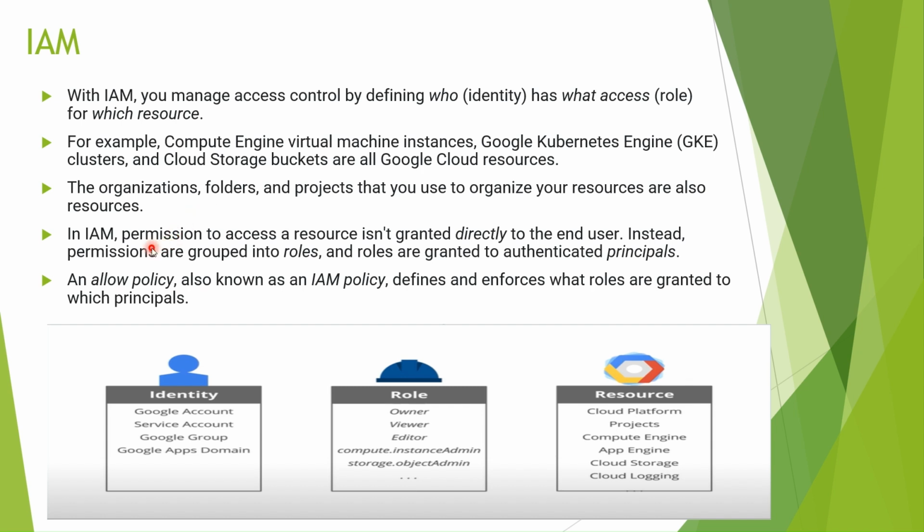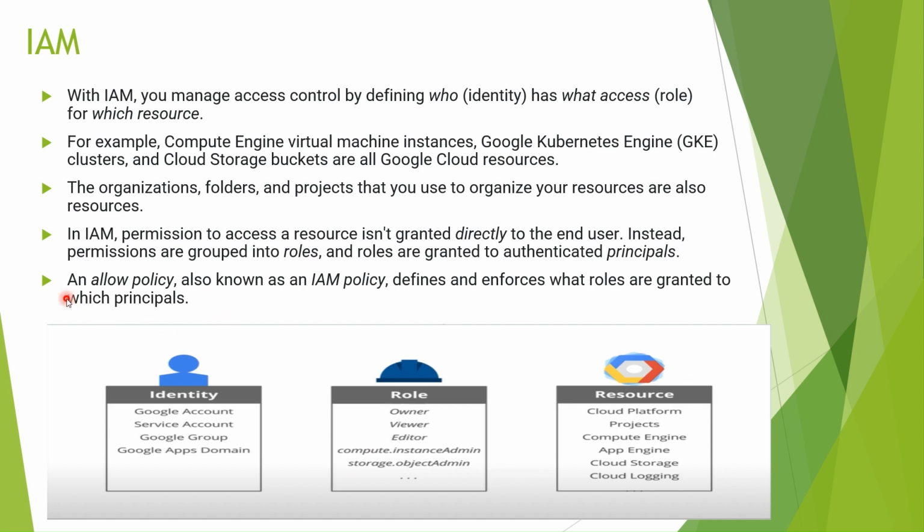In IAM, we cannot assign a permission directly to a user. Instead, we group permissions into roles, and then we assign roles to the principals. So if you want to assign a specific permission, first we have to check which role supports that permission. For creating a compute instance, the compute instance admin role has all the permissions for that, so we will assign this specific role to the user. Instead of permissions, we will always assign roles.